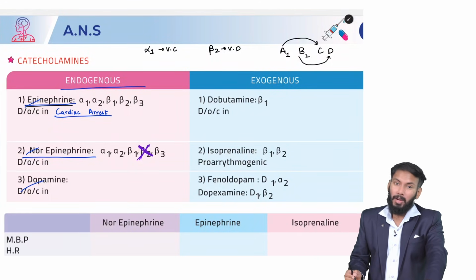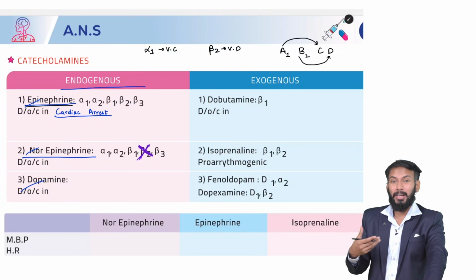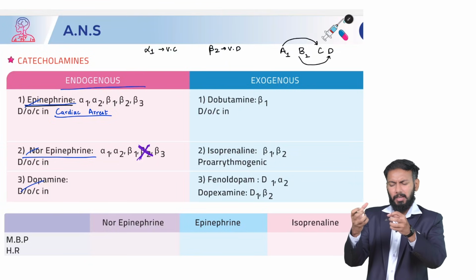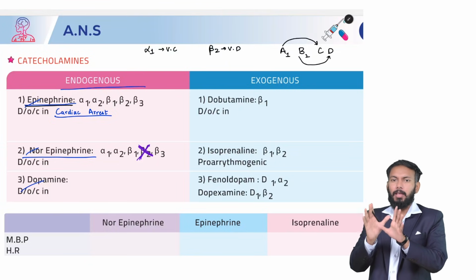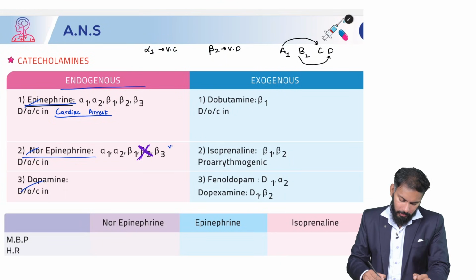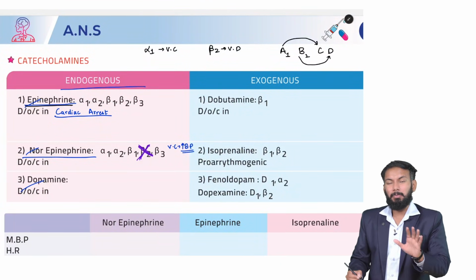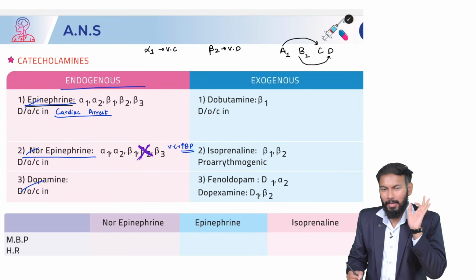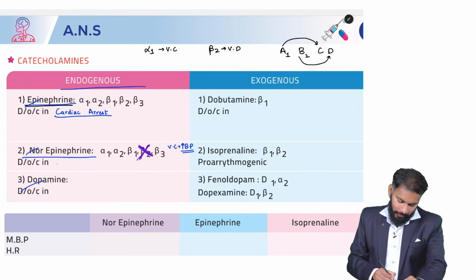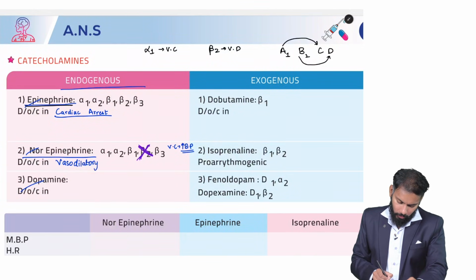Okay. Now coming to norepinephrine, it is a potent vasoconstrictor. That means it will constrict the blood vessels very well. If there is vasoconstriction, it will increase the BP. So it can be used wherever BP is less, especially in the shocks. Now it is drug of choice in vasodilatory shock. That's all.